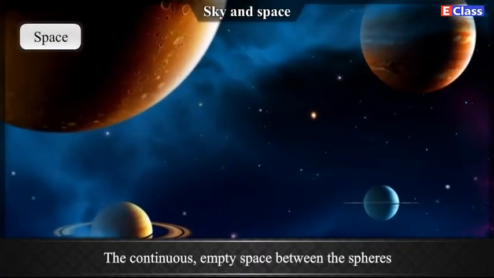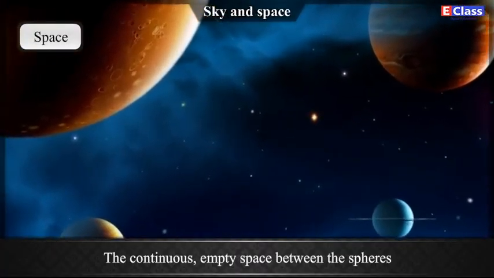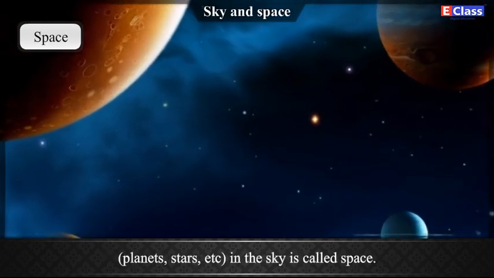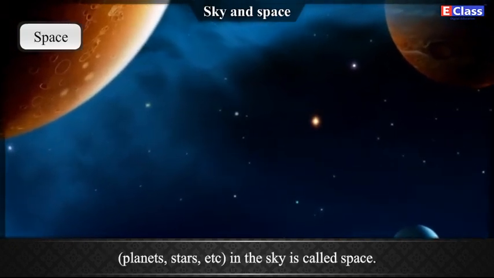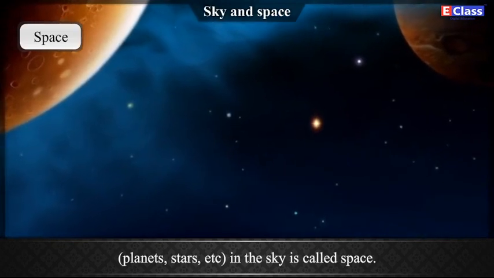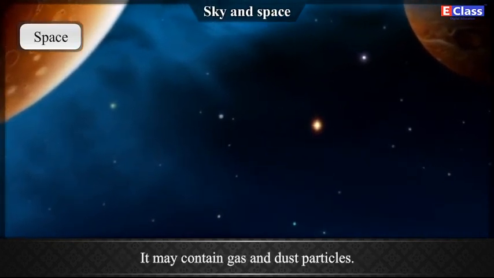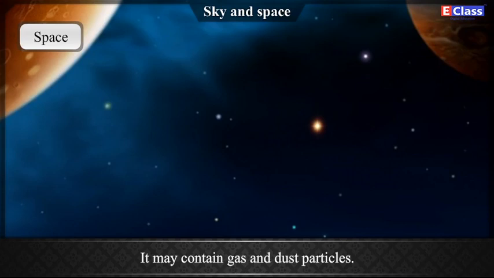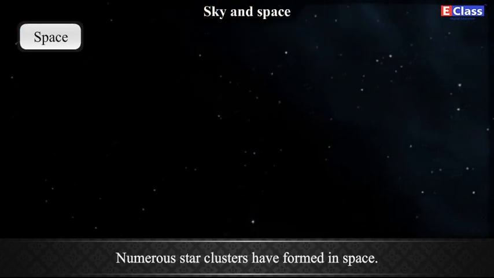Space. The continuous empty space between the spheres, that is, planets, stars, etc., in the sky is called space. It may contain gas and dust particles. Numerous star clusters have formed in space.